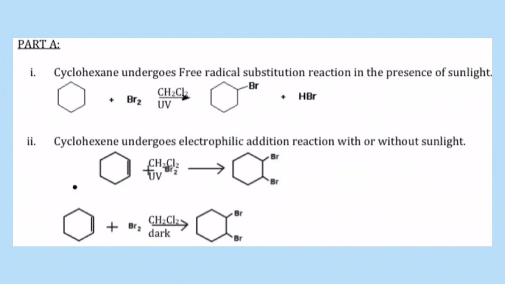2 Roman. Cyclohexene undergoes electrophilic addition reaction with or without sunlight. So, draw cyclohexene react with bromine in the presence of CH2Cl2 in UV. So 2Br will be added to the carbon-carbon double bond. The second one, draw cyclohexene react with bromine in the presence of CH2Cl2 in the dark. So 2Br will be added to the carbon-carbon double bond.